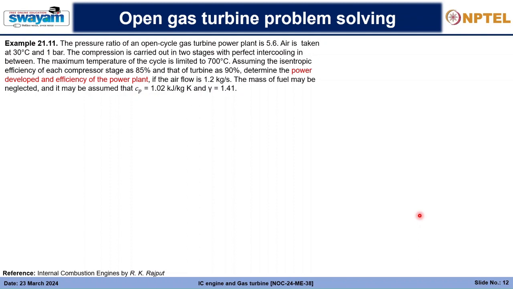It may be assumed that Cp equals 1.02 kilojoule per kg Kelvin, and gamma equals 1.41. So let us take a moment to analyze this question.